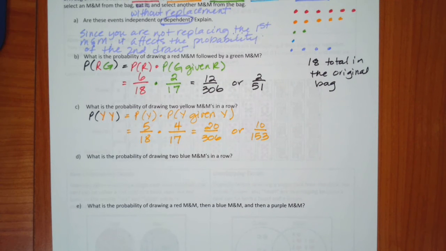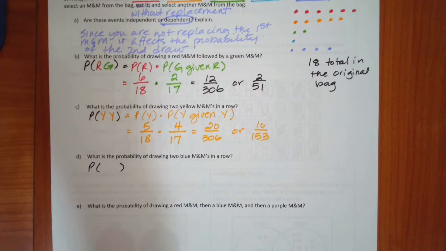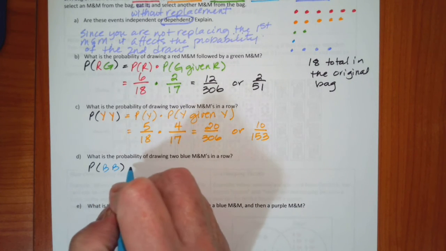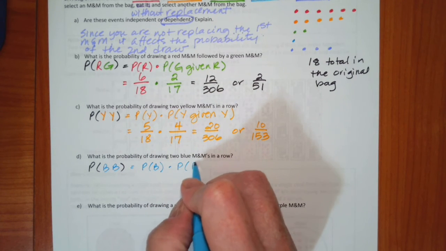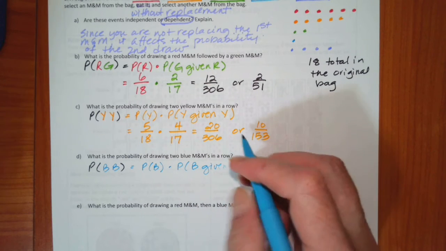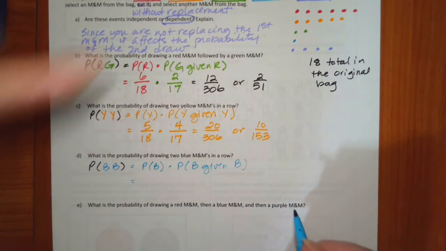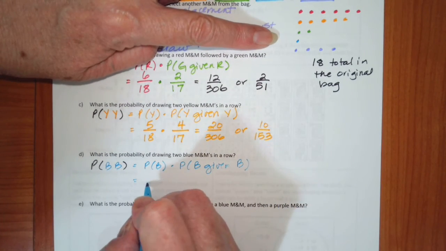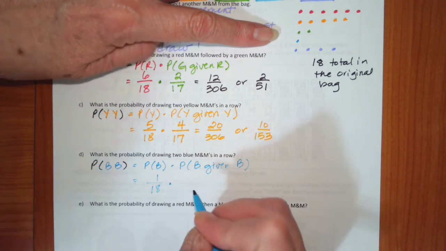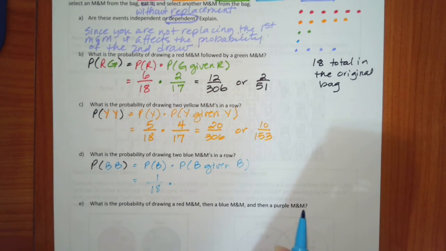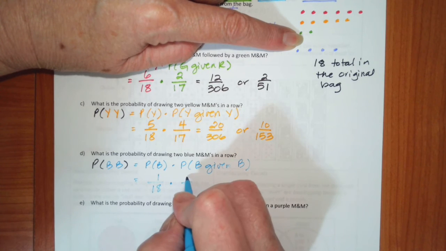Okay, so the next one is, what is the probability of 2 blues? Well, that's really asking me the probability of a blue and then another blue. So that's going to be the probability of a blue times the probability of a blue given that I've already taken a blue. Well, the probability of a blue, I know I'm back to my original 18 M&Ms, and there's 1. Okay, so it's gone now.